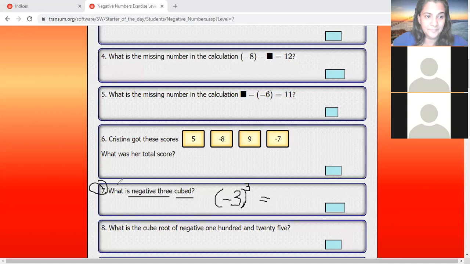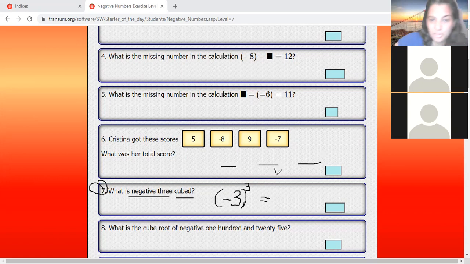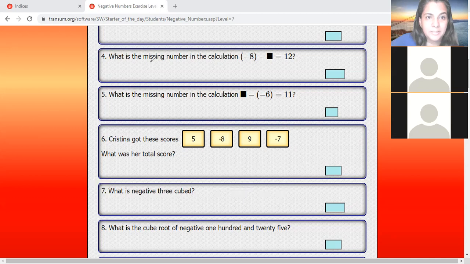Fatin, correct. Krish, correct. Danya, correct. Rishabh, negative 27. So negative times negative times negative. That's right, Rishabh. Okay, negative and negative, positive; positive and negative, negative. So most of you got this right. Good. Clear. Okay.